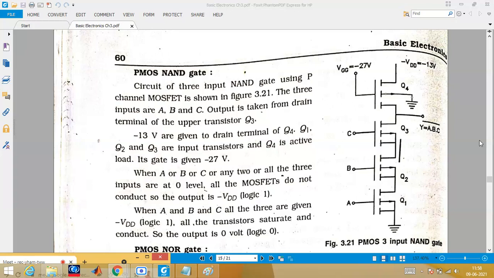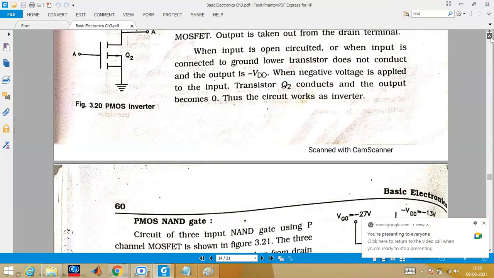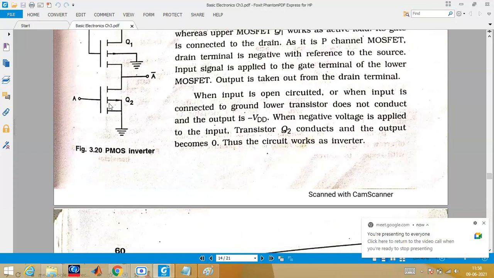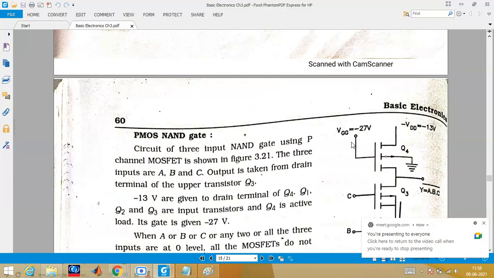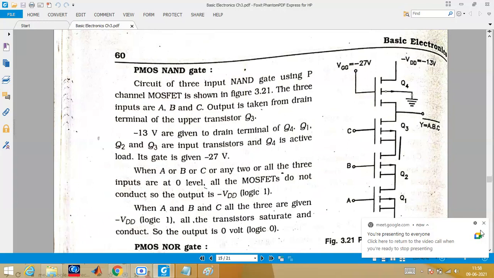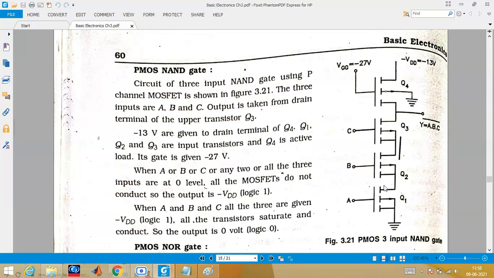Same design. See, I'll just make you a comparison between an inverter and this. See the diagram. In an inverter you have only one, right? So you directly connect it to the ground. But here you have 3, so I have connected 3. If you have 4, you connect 4. If you have 2, you connect 2.